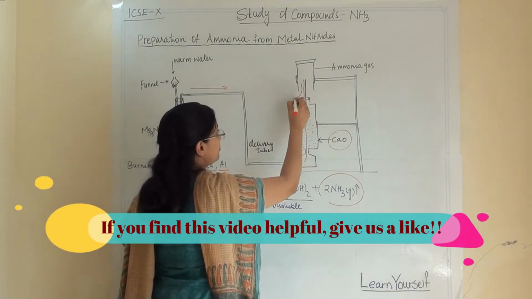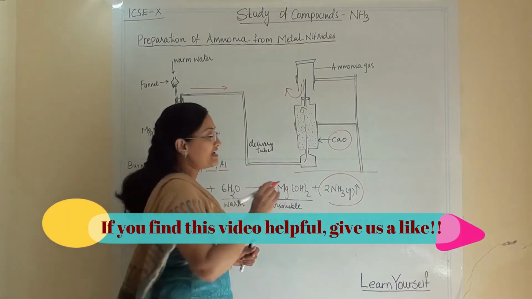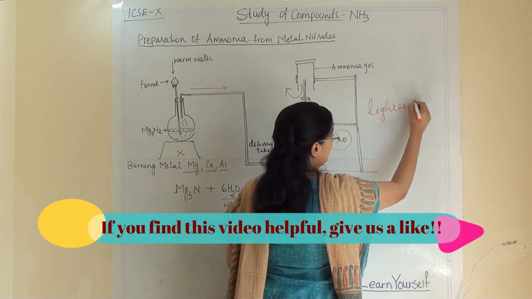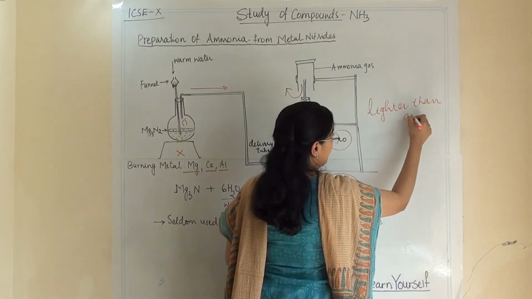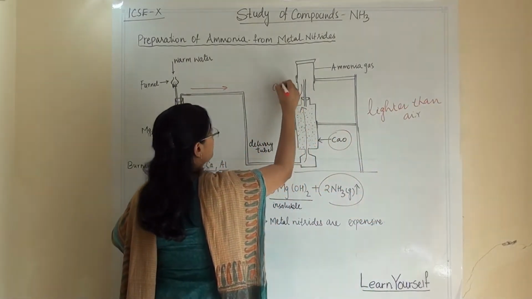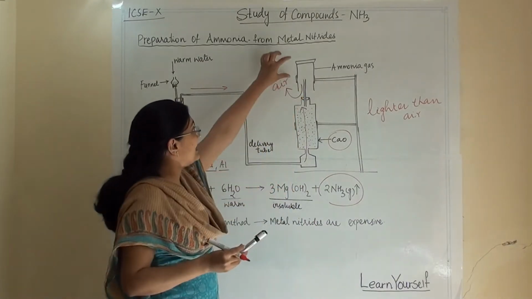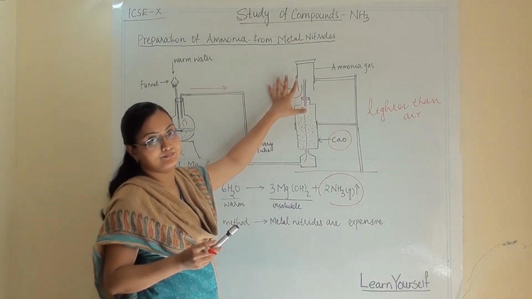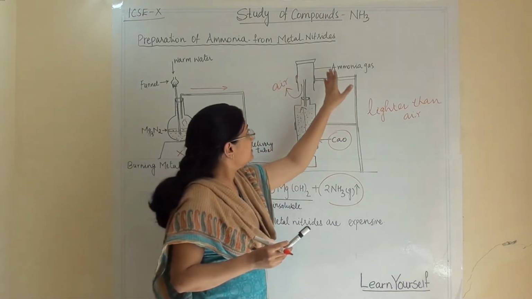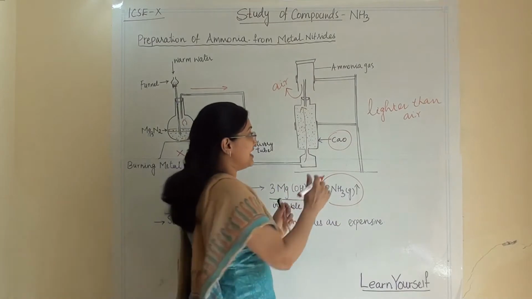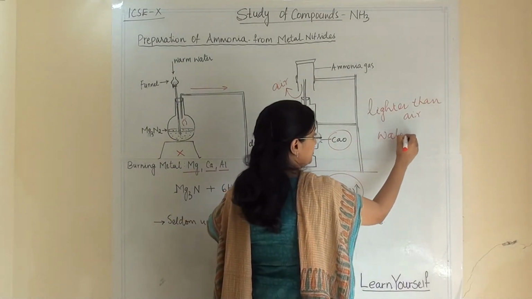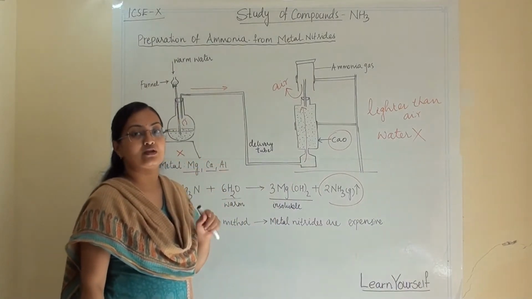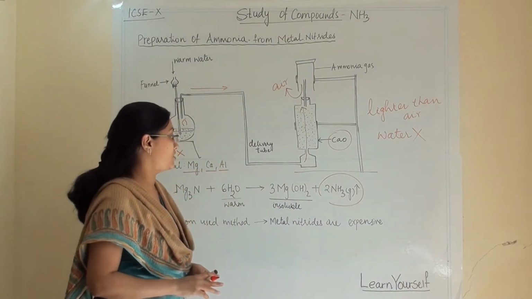Why? Because ammonia is lighter than air. Ammonia is lighter than air, so air will come out, and we are collecting ammonia here by the displacement of air. And here we are not collecting ammonia over water, because ammonia is soluble in water, so we are not collecting over water.